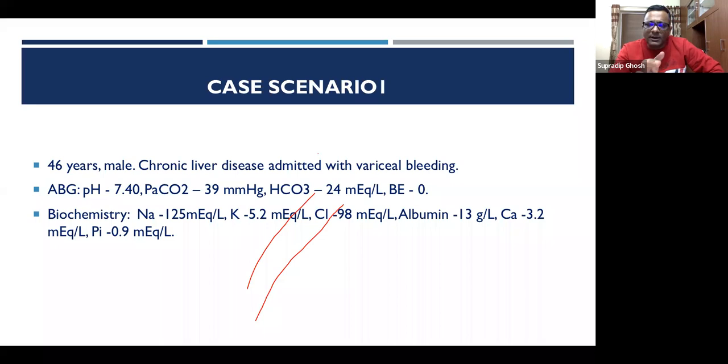Not possible. Now, one way to solve this is we can calculate an anion gap. Sometimes we see that pH, PCO2, bicarbonate, everything is normal, but the anion gap is elevated. Let's calculate the anion gap. So this is the biochemistry. Sodium is 125, potassium is 5.2, chloride is 98. So can anyone calculate the anion gap for me? Sodium 125, potassium 5.2, chloride 98, and bicarbonate, we know, is 24. Can anyone do it for me, please?